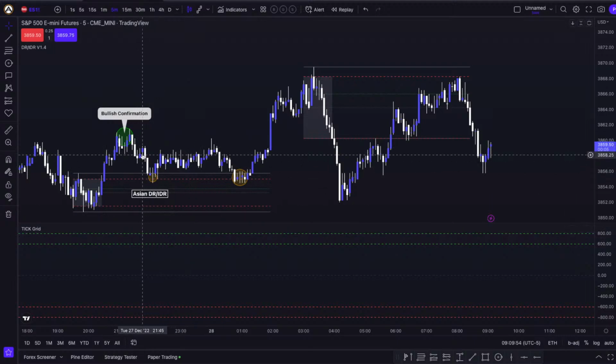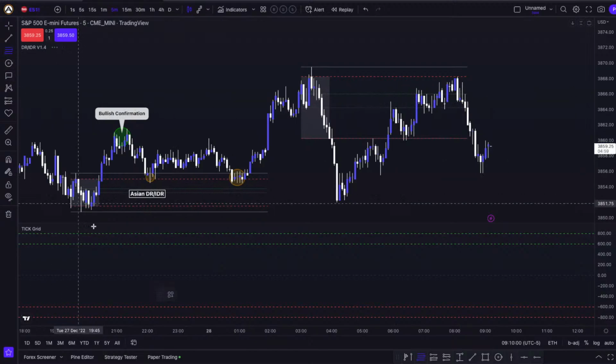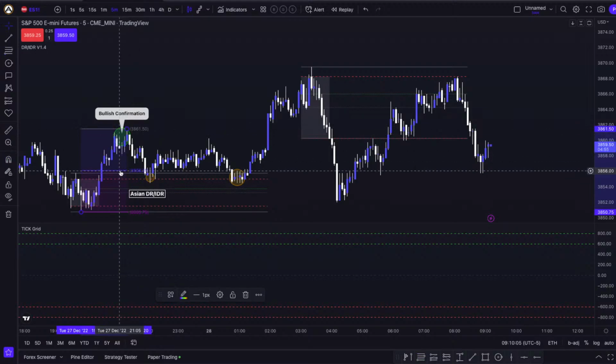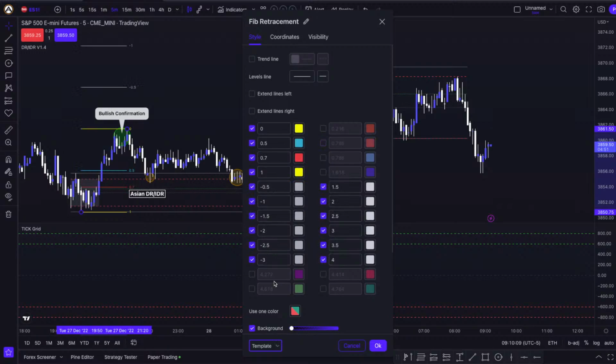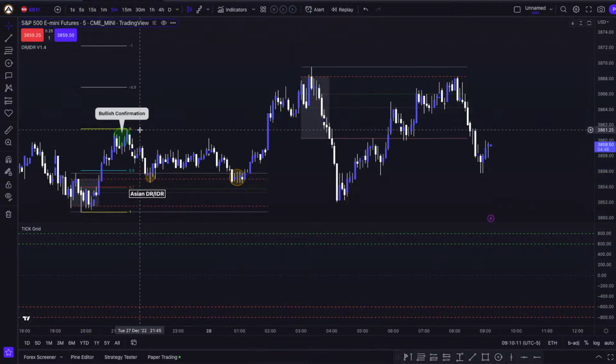So we had our bullish confirmation. We retested the DR IDR low actually, and we can also draw a Fibonacci from our Asian range. Let me quickly go for the DR IDR range. Yeah, that looks all right.